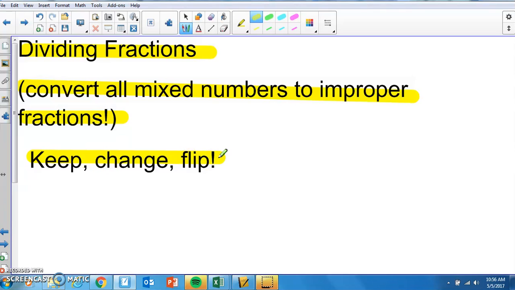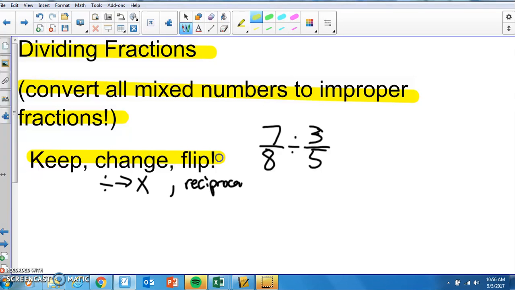All right, the first example we're going to go with is let's take 7/8 and let's divide that by 3/5. I know I'm using the phrase keep, change, flip, but basically what that means is we keep the first fraction the same. We change the division sign to multiplication, and then we flip the second fraction. This flipping is called the reciprocal. So what we're doing is basically multiplying by the reciprocal.